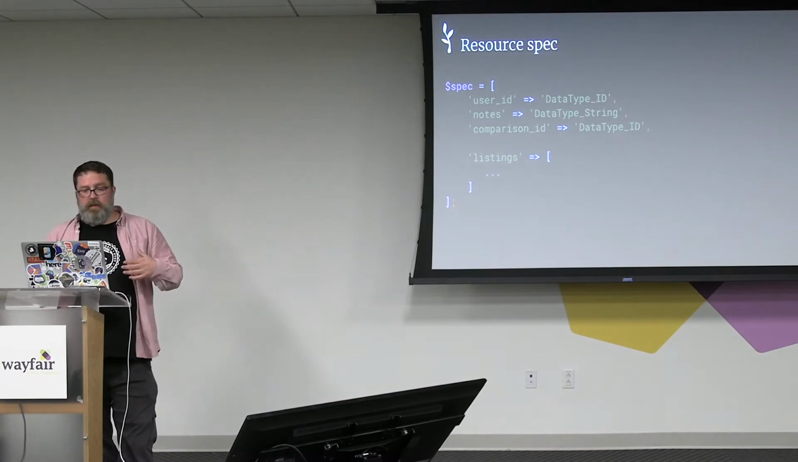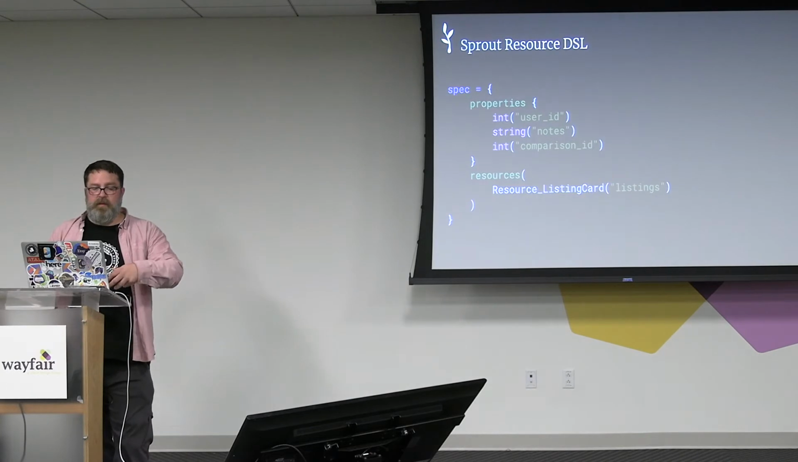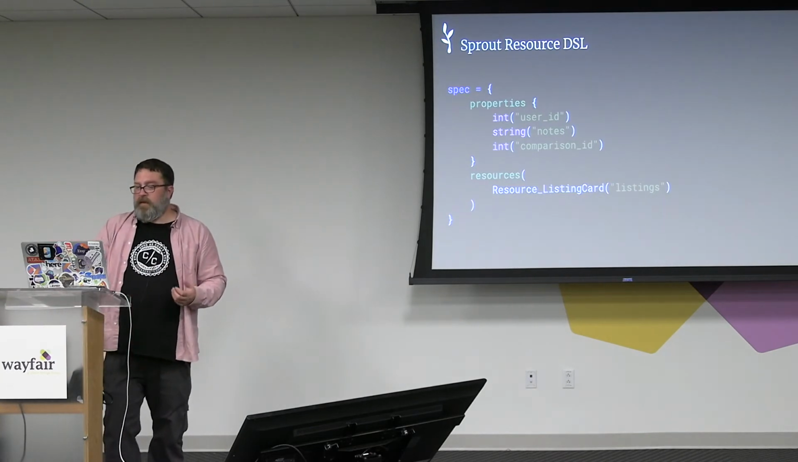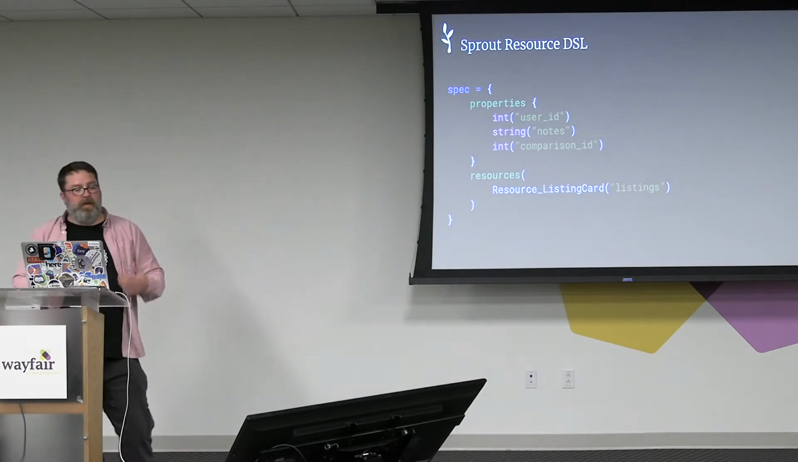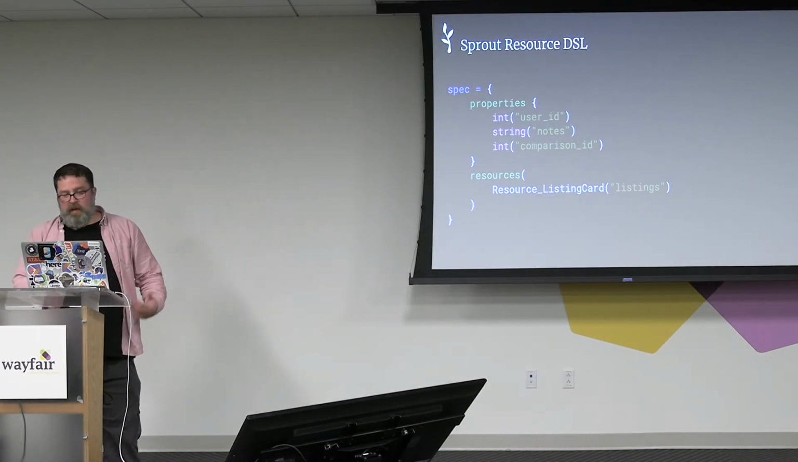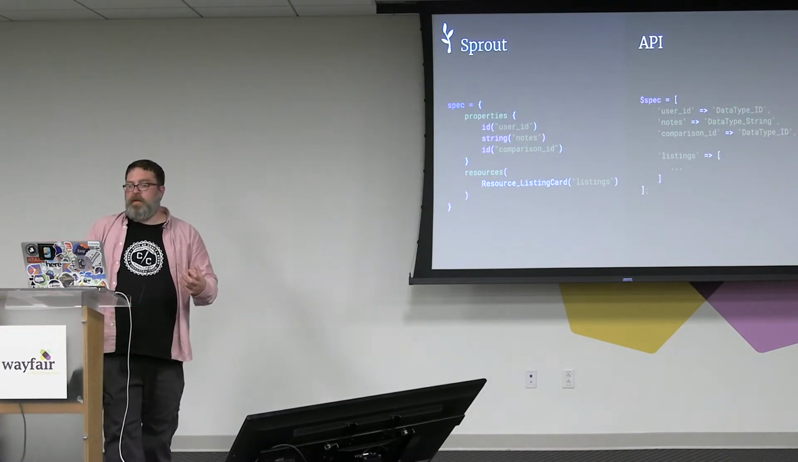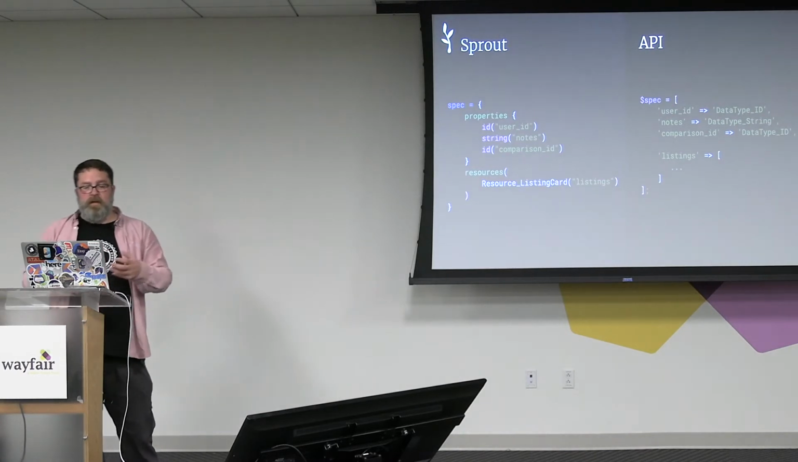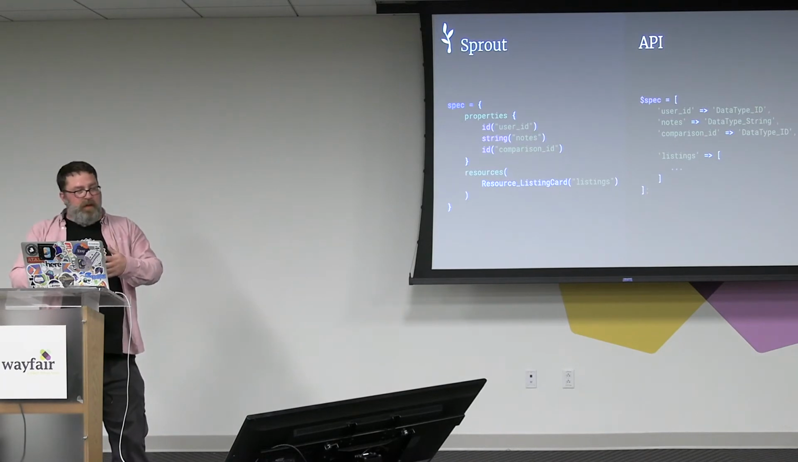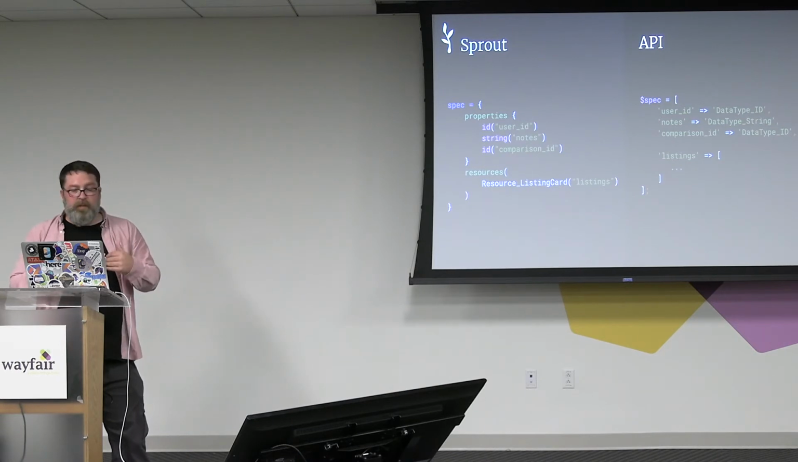Sprout has the same concept of this in our DSL. It just looks a little different. So in Kotlin, we have our spec, and we have our properties, and you can see we have user ID, nodes, comparison ID, and then we have our sub-resources. The thing that we do with that is that Sprout can output that same type of PHP array so that we can compare it and make sure the API is going to be sending the same things back to us that we expect.